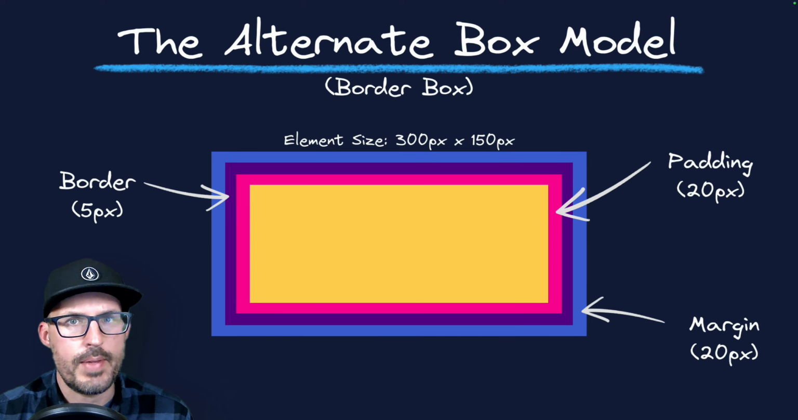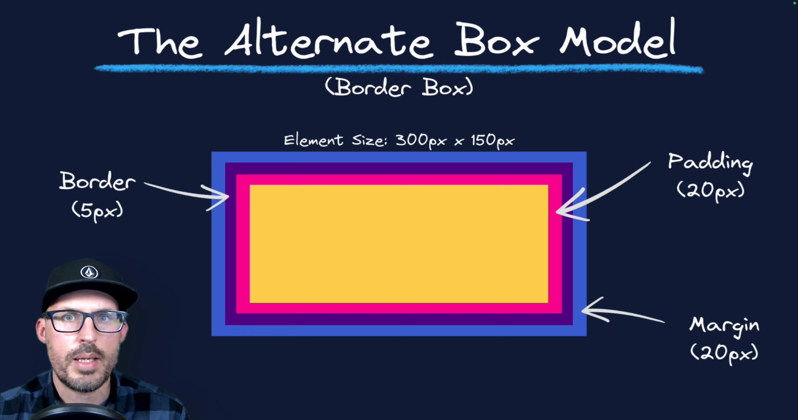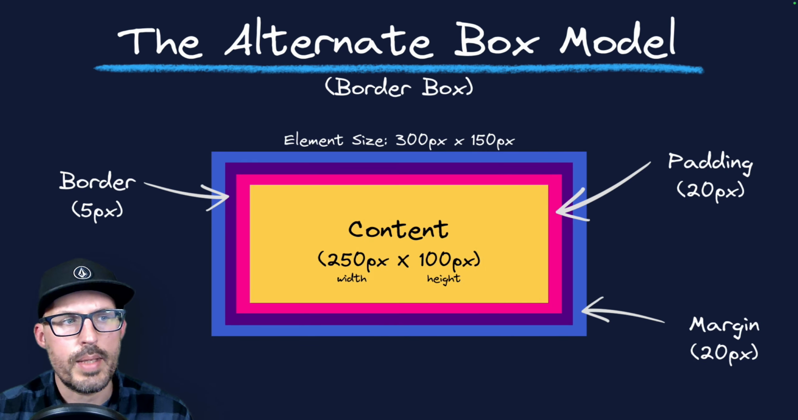So if we take a look at the alternate box model here, we can see that when we change the element to use this box model, the width and the height given to the element apply to the entire element, including the padding and the border. However, this results in the content area being dynamically sized based on the width and height that are given to the element. So again, if we say the element size is going to be 300 pixels by 150 pixels, you can see that that would result in our content area being 250 pixels by 100 pixels. And so the content area would shrink down to that size due to the element's padding and border.